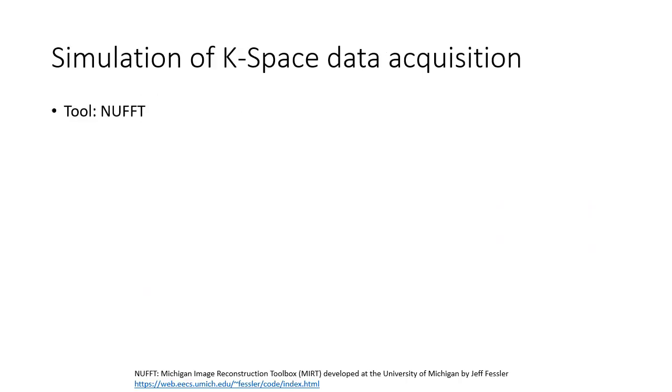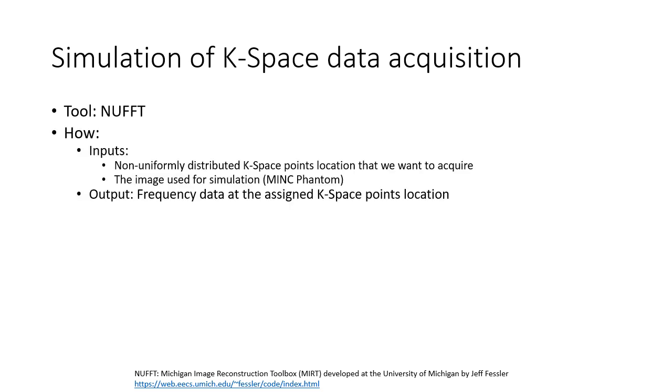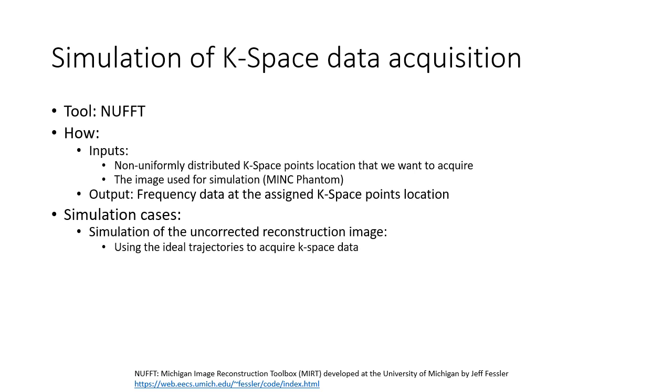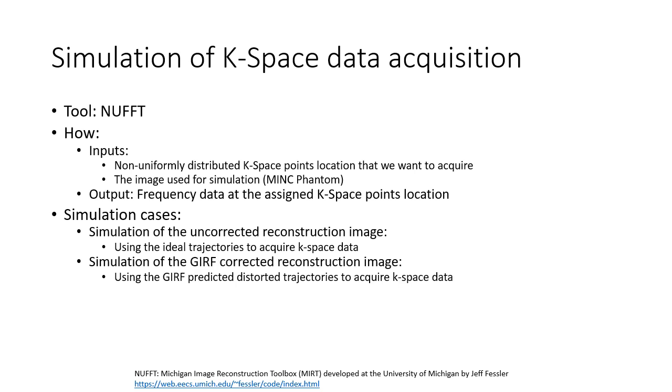After we obtain the trajectory, we can do the simulation of k-space data acquisition. Here I use the NUFFT. I feed in the trajectories and the images that we want to simulate. Then we obtain the k-space data along the trajectories. I simulated two cases here. One is the uncorrected reconstruction image, which uses the ideal trajectories to acquire k-space data. The other is the GIRF-corrected reconstruction image, which uses the GIRF-predicted distorted trajectories to acquire k-space data.